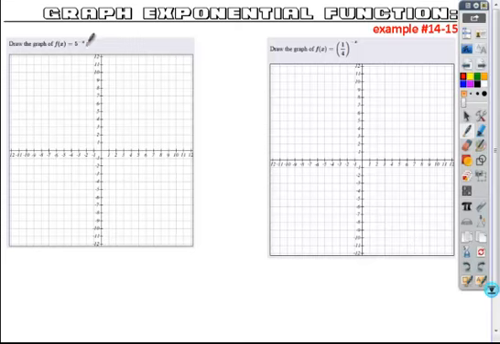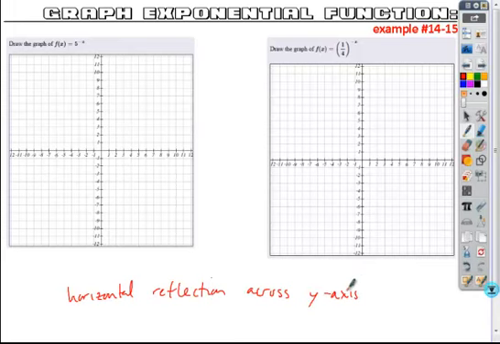When the negative occurs directly on the variable inside your function, so in this case with the exponential functions in the power here, you're going to get a horizontal reflection. And the horizontal reflection is going to reflect the graph across the y-axis.